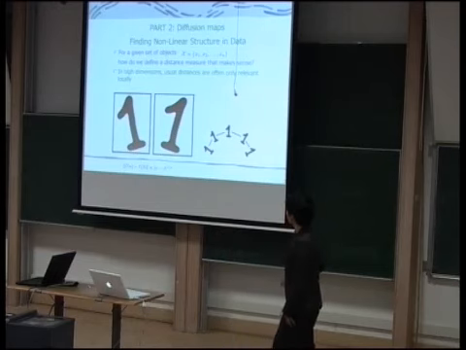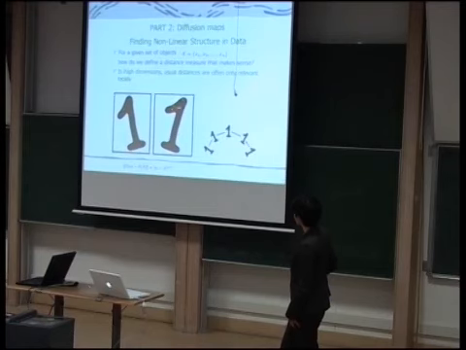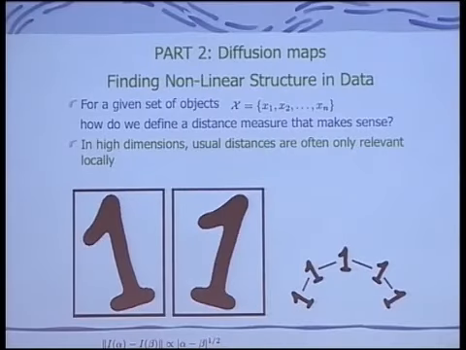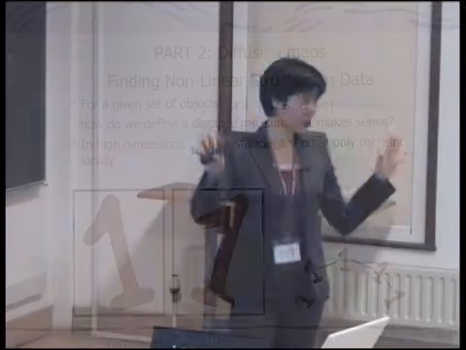Here's an example. We have pictures of two rotated versions of the same digit. If you compute the Euclidean distance by subtracting the two images, you're able to detect changes for small rotations. But if the rotation is large, then these two images are totally uncorrelated, and the Euclidean distance is essentially meaningless. Okay, so how do we go about this?